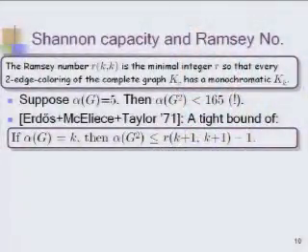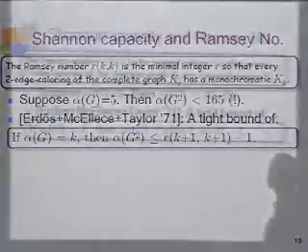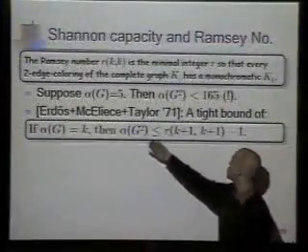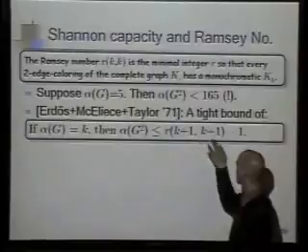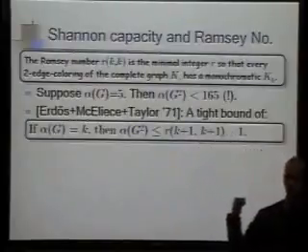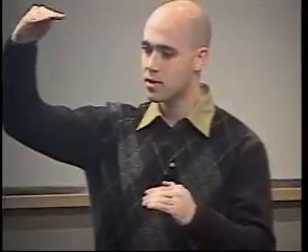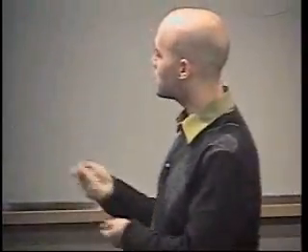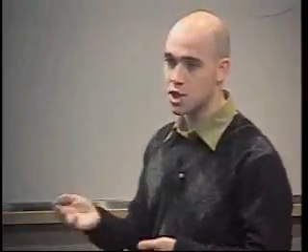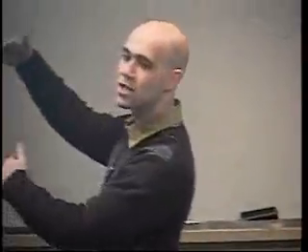And in general, if you have alpha of G equals k, then alpha of G squared doesn't exceed R(k+1, k+1) minus 1. And this is tight. So there is a graph G which has this kind of jump. So it's not just a bound, but these Ramsey numbers have a strong relation to the Shannon capacity. They symbolize the maximal jump that one can attain.